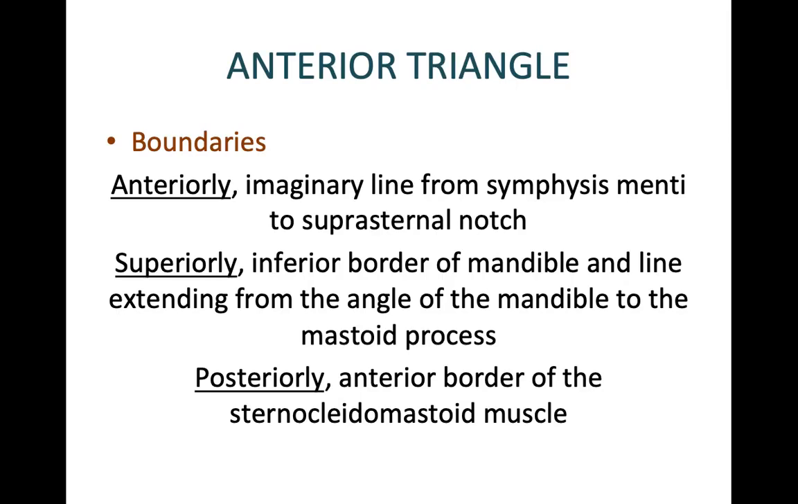The anterior triangle is further divided into four triangles, but first we're going to do the boundaries. Anteriorly, it has an imaginary line from the symphysis menti to the suprasternal notch. Superiorly, we have the inferior border of mandible and line extending from the angle of the mandible to the mastoid process. Posteriorly, we have the anterior border of the sternocleidomastoid muscle. When you will be doing it in the further slides, I'll show you how you'll learn it very easily with the diagram, and it will help you a lot.